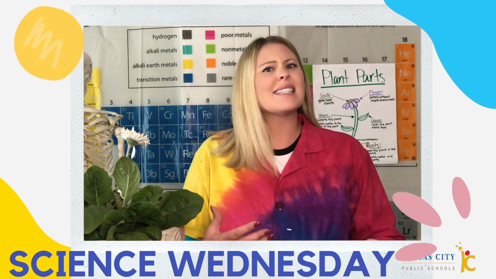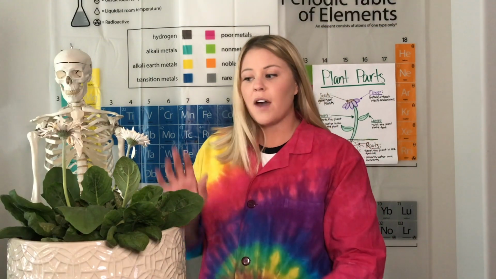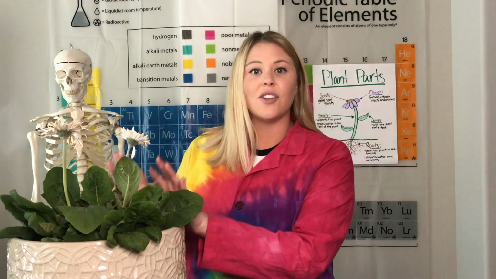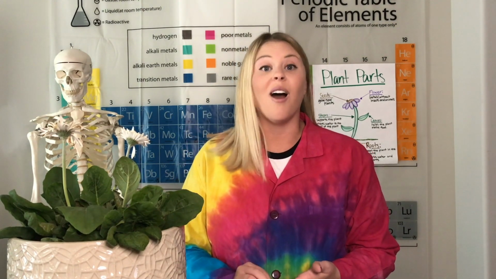Now, even though plants look very different, there are very different kinds of plants, all plants have similar parts. Now, those parts might look slightly different. An oak tree leaf looks very different from a lily leaf, and vice versa. So we've got a plant here today that we're going to take a look at. But first, before we get to our plant, I want to go over what those plant parts are.